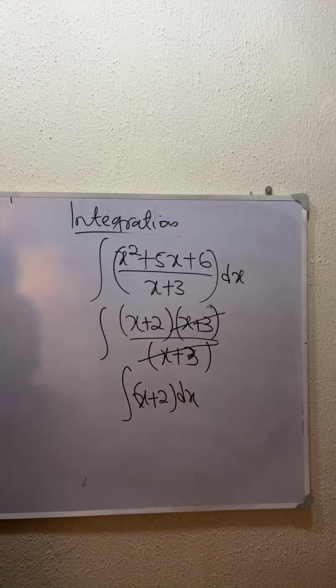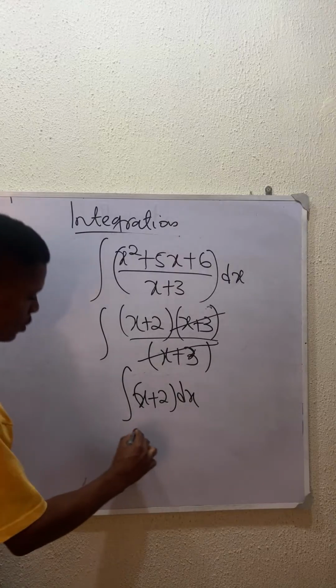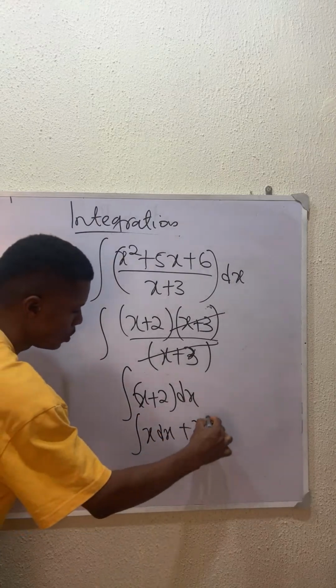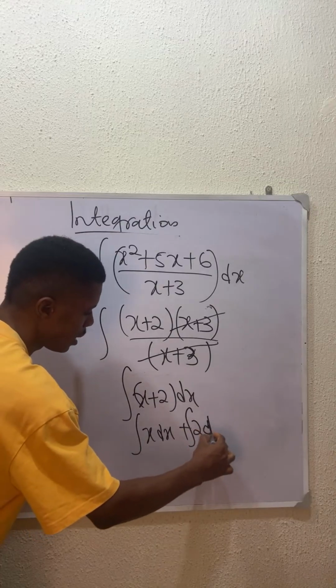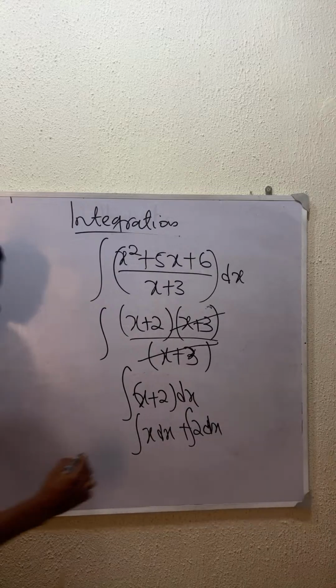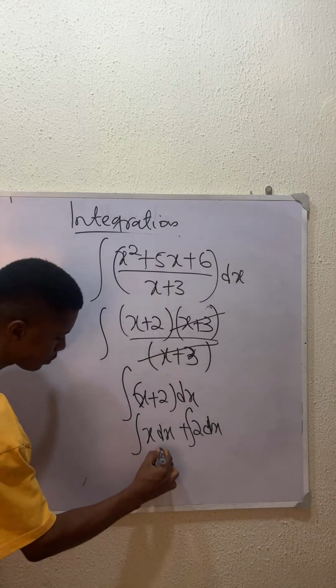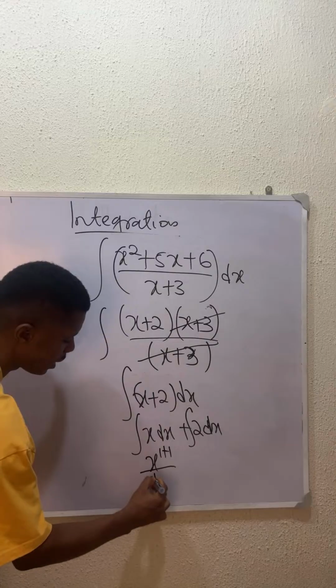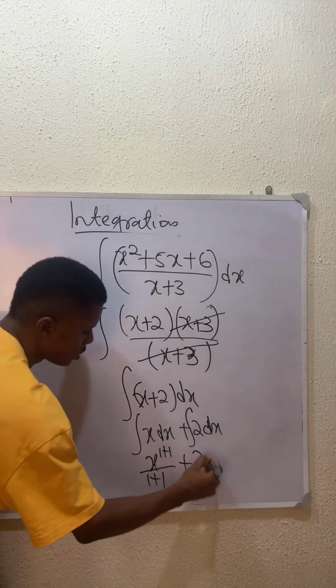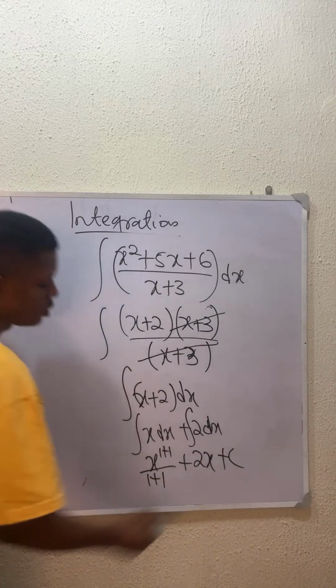To integrate this, it is very, very easy, right? You just have to integrate x with respect to x and integrate 2 with respect to x. Integrating x with respect to x, we just add 1 to the power and divide by the new power. Then integrating 2, it just includes the variable, plus c.